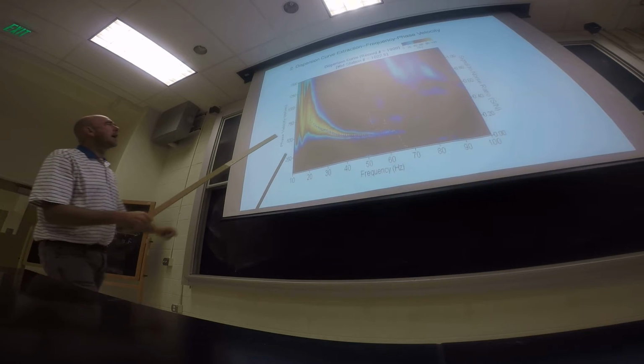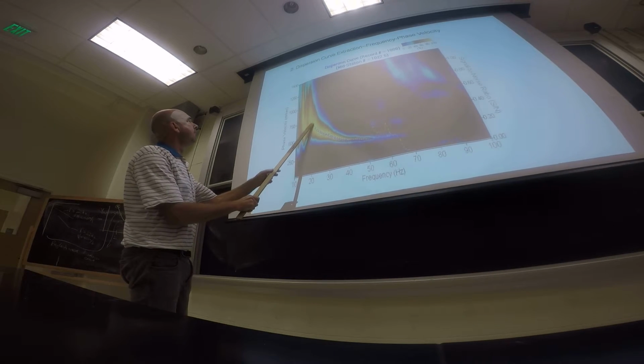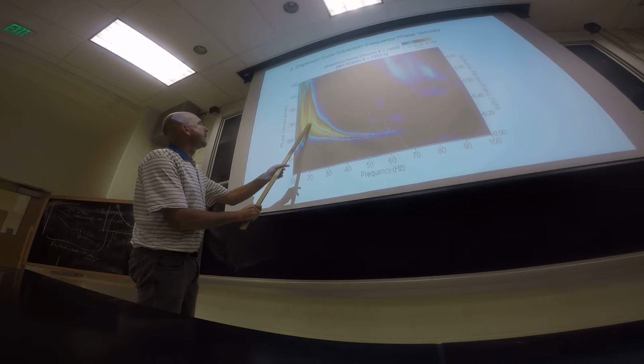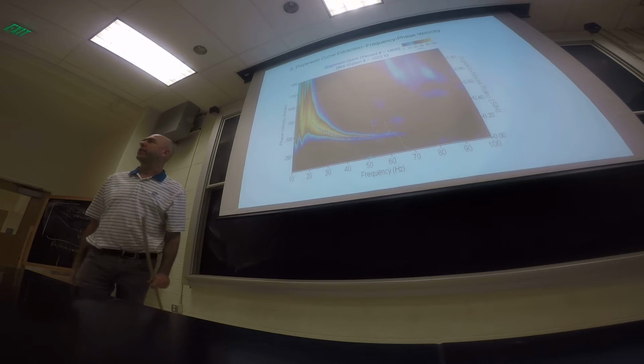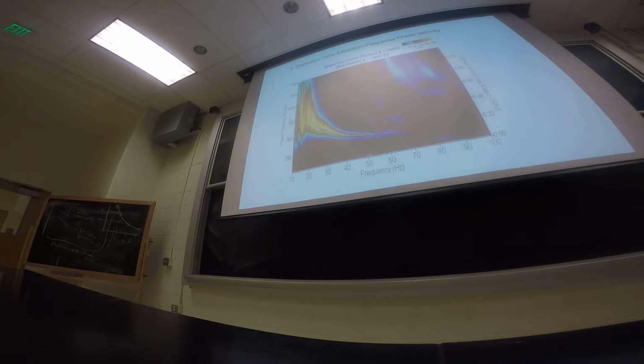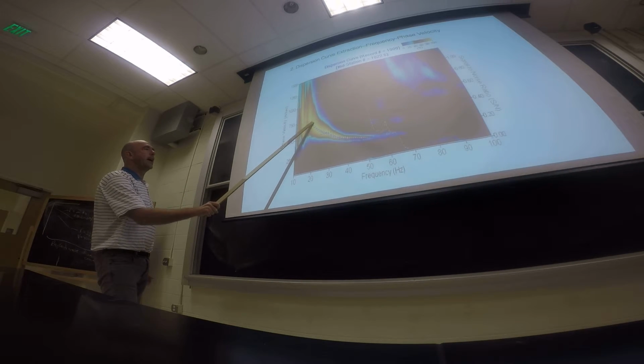Now, let's go down to this point right here. At 20 hertz, the phase velocity is 700 meters per second. So at 20 hertz, if I take 700 over 20, I get a wavelength of about 35 meters. Half of that wavelength is roughly the depth of investigation, which is about 17.5 meters. So this frequency, 20 hertz, goes down 17.5 meters.